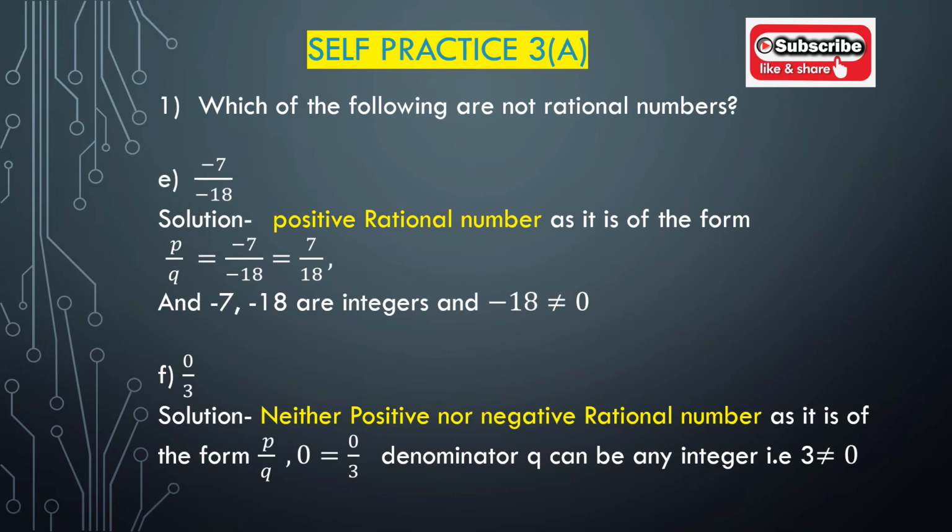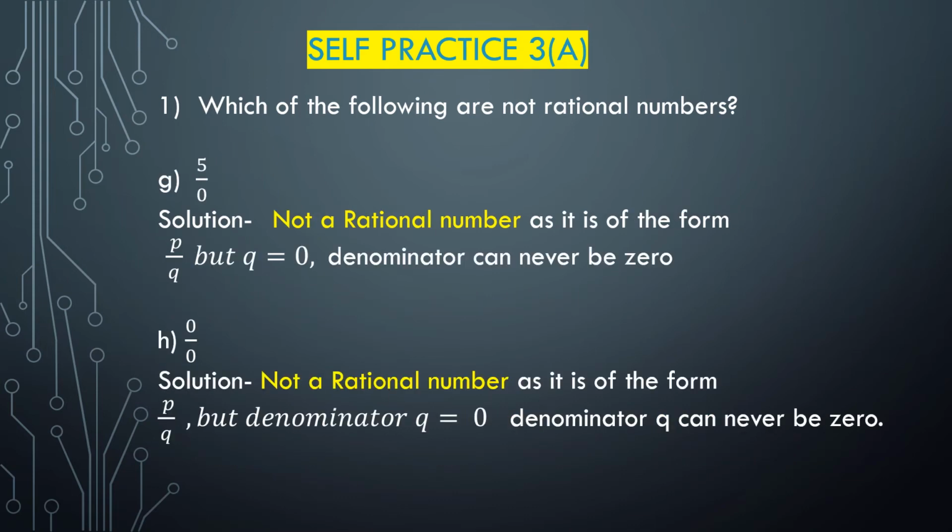Now we solve bit number G. 5 divided by 0. This is not a rational number as it is of the form p divided by q, but here q is equal to 0. Denominator cannot be 0, so this is not a rational number.